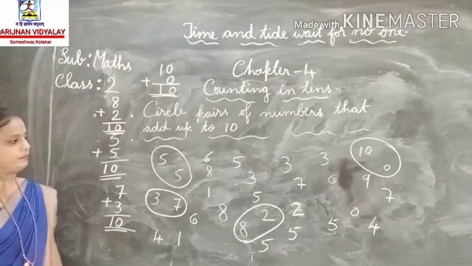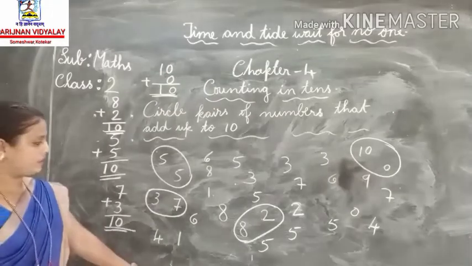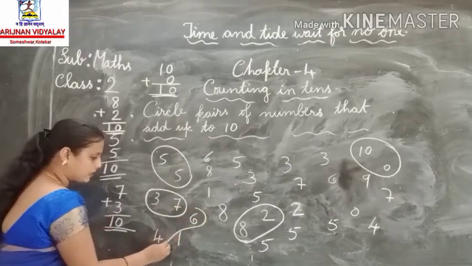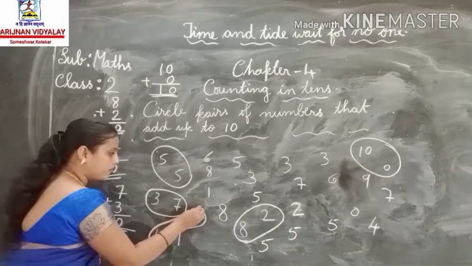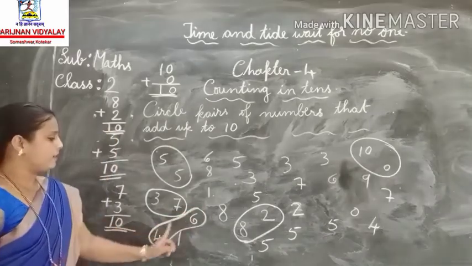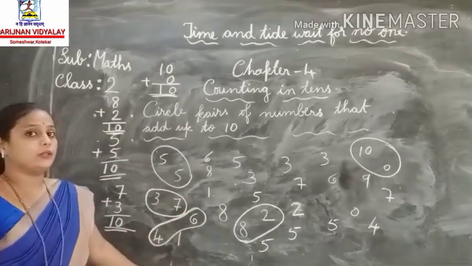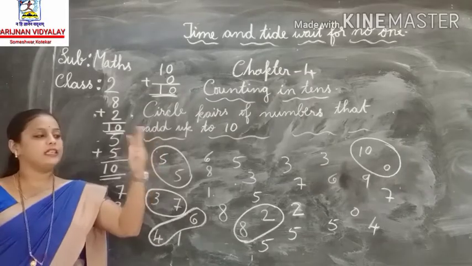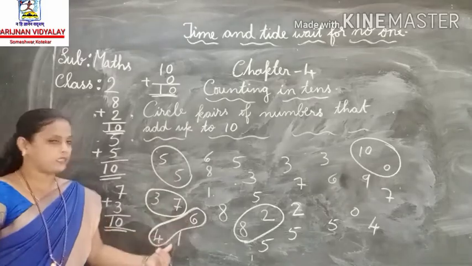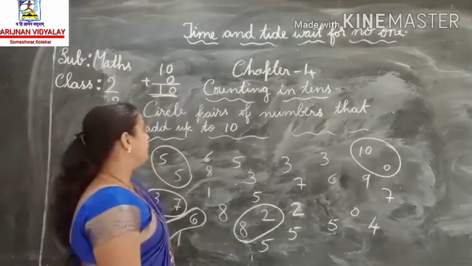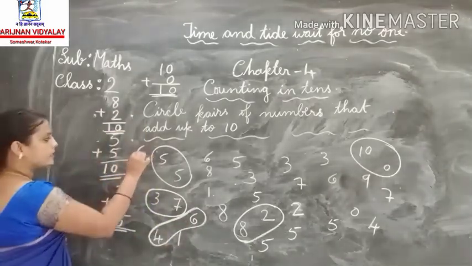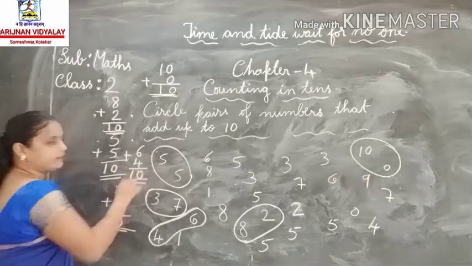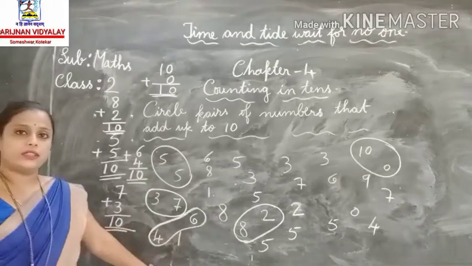Next, which are the numbers we can take? Yes, here 6 and 4. 6 plus 4 is equal to, after 6, 7, 8, 9, 10. So 6 plus 4 is equal to 10. Correct? Have you understood this?